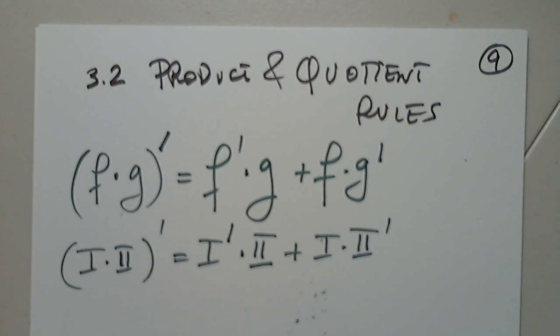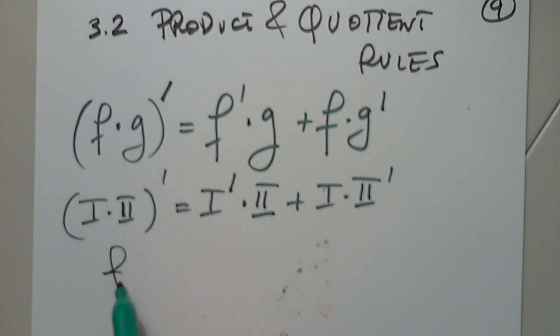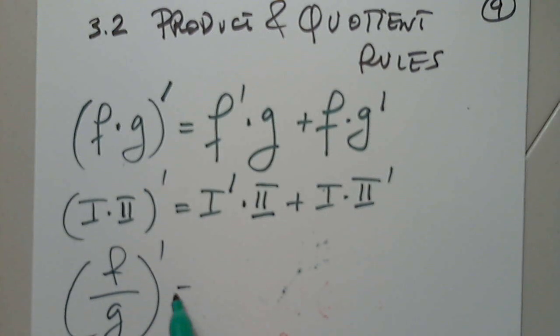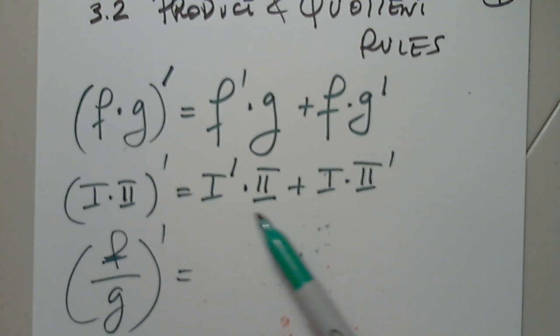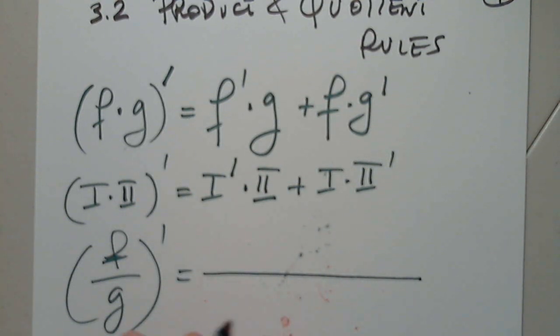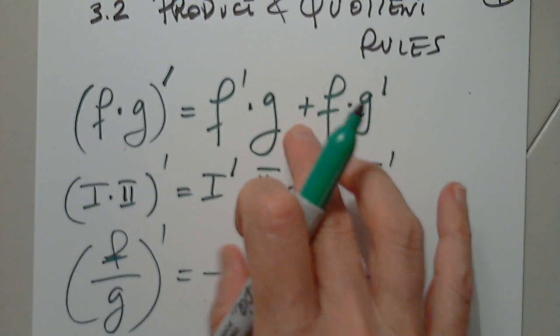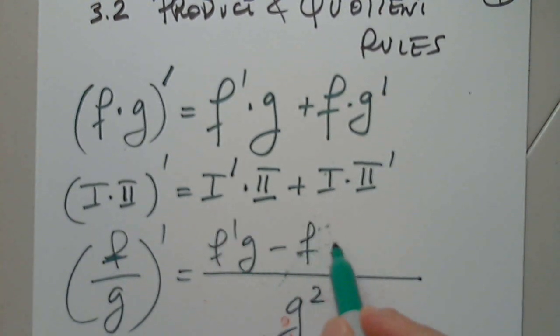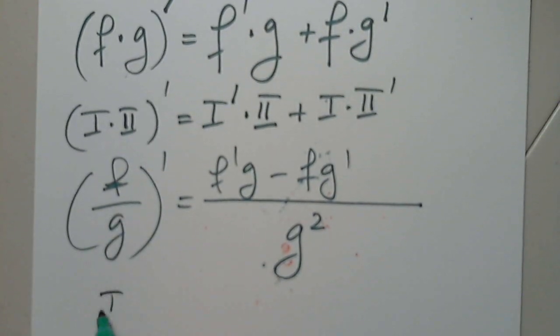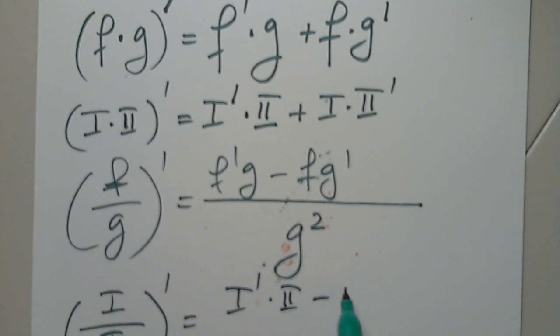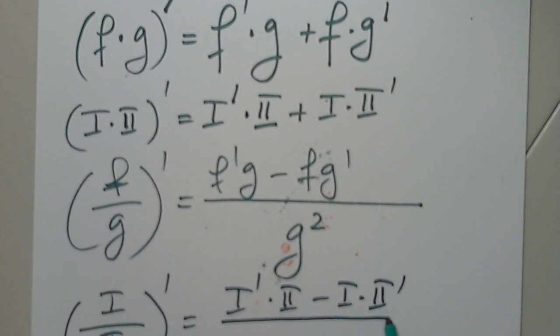Now, the quotient rule, f divided by g. When we differentiate a quotient, we're going to have the same thing at the top, but with minus, and the denominator is not differentiated, it's just squared. So it's the same thing, but minus. So f prime g minus f g prime. Or if you want to write it as 1, 2, 1, 2, I prefer this. You do whatever you want, over g squared.